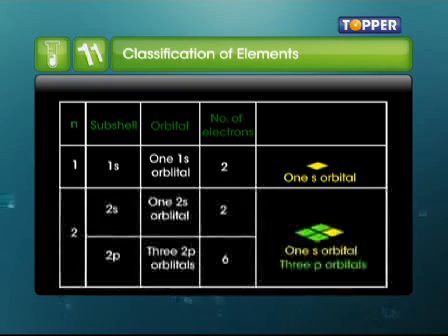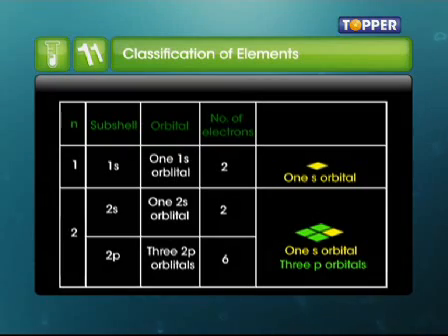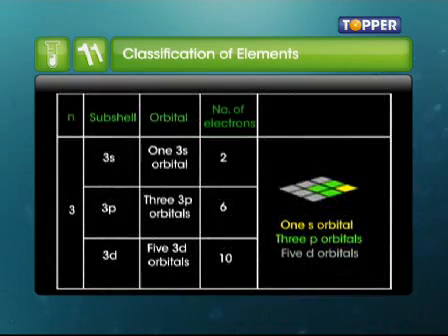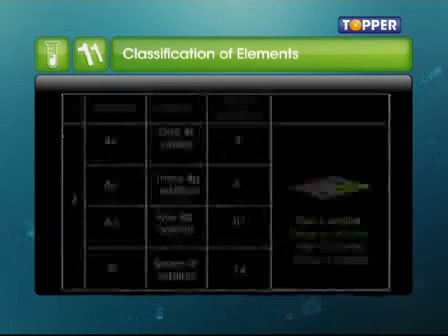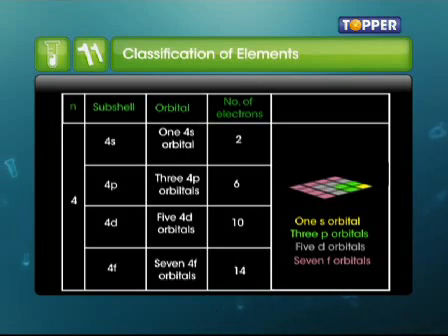If n equals 2, it has s and p orbitals with a capacity for 8 electrons. In case n is equal to 3, it has s, p and d orbitals which can have a total of 18 electrons. What if n is equal to 4? The atom will have s, p, d and f orbitals and has the capacity to accommodate 32 electrons.